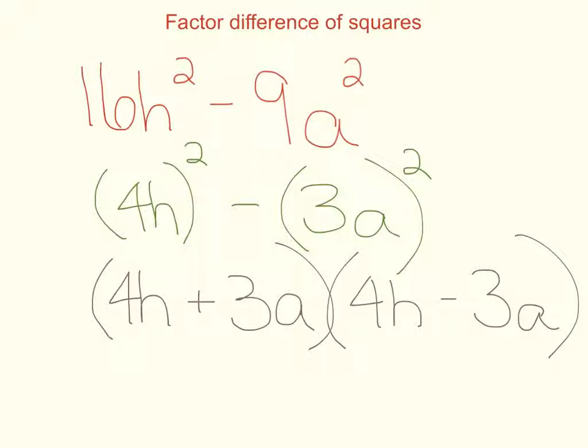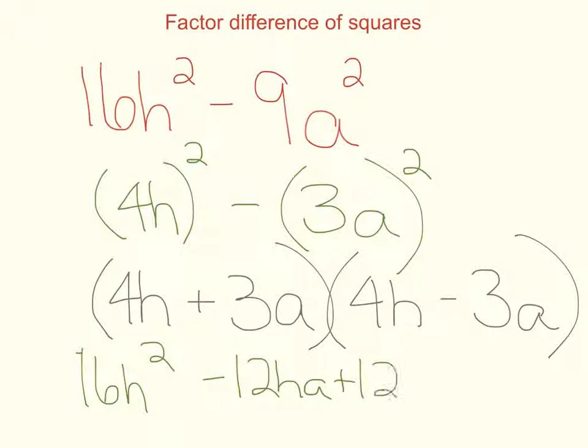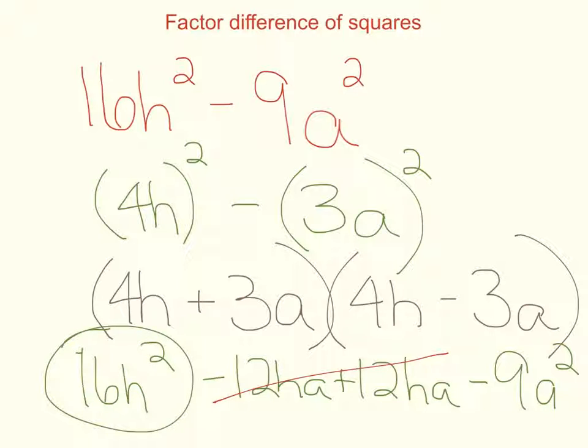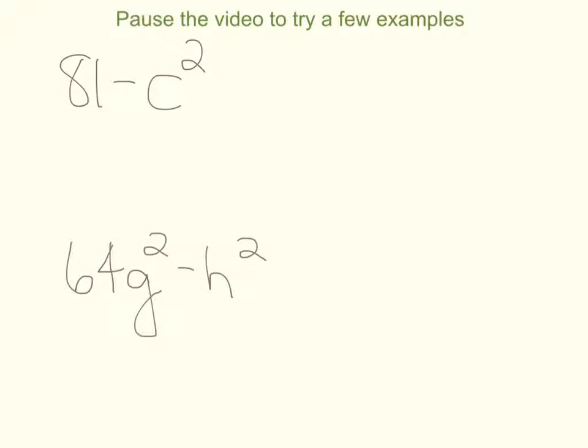And if you do the FOIL method and solve and simplify down, it will give you 16h squared minus 9a squared. So let's do that. So if we do first, we get 16h squared. Outer, we get negative 12ha. Inner, we get positive 12ha. So those cancel out. And then you get negative 9a squared. So you can see here that you have the 16h squared minus 9a squared. Pause the video to try a few examples.